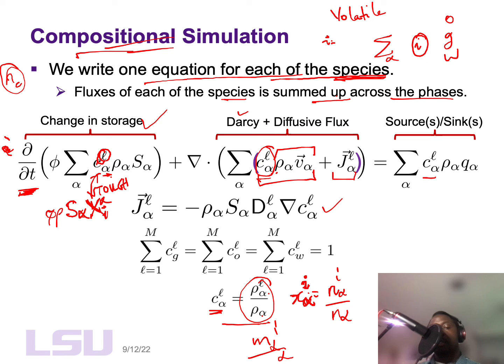And these are some constraints, right? Mass fractions will sum up to 1, right? For all components in all phases, each of them will sum up to 1. So those are 3 equations basically.